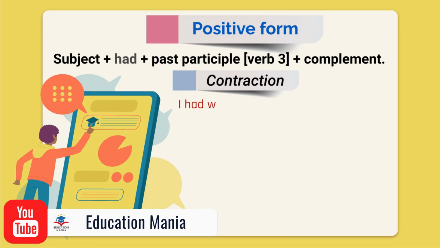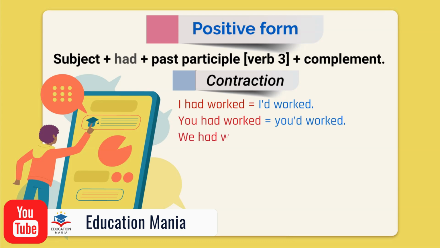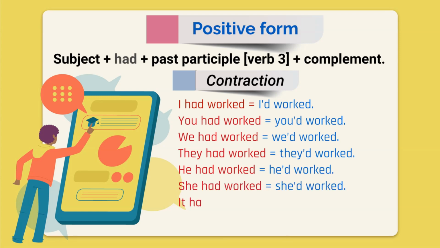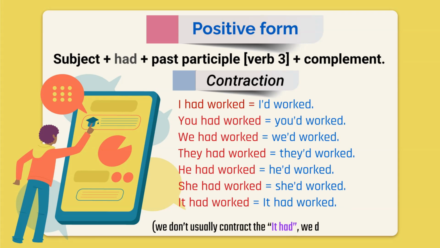I had worked. I'd worked. You had worked. You'd worked. We had worked. We'd worked. They had worked. They'd worked. He had worked. He'd worked. She had worked. She'd worked. It had worked. We don't usually contract the it had, we don't say that it'd.